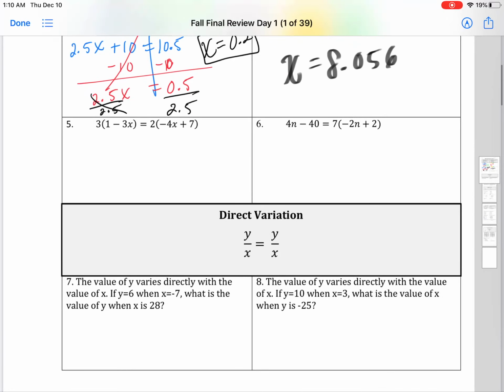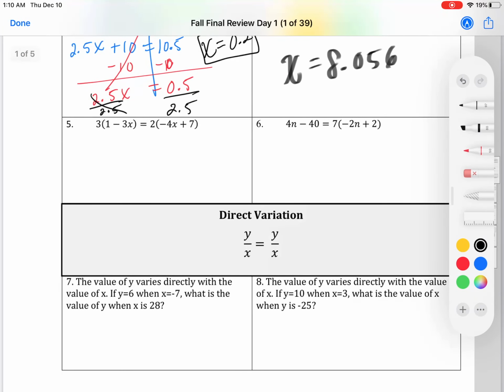Okay, now I want you to try number 5. You can pick whichever method you want to use. You can solve by hand, or you can just plug the left into Desmos, the right into Desmos. No equal sign though, we're not typing in the equal sign. Just type in the left, type in the right, see where they cross.